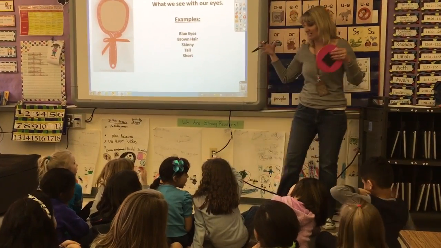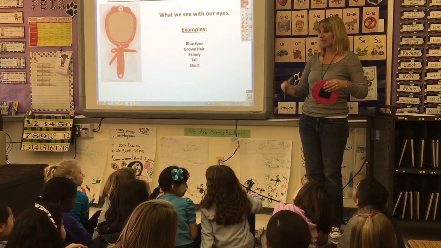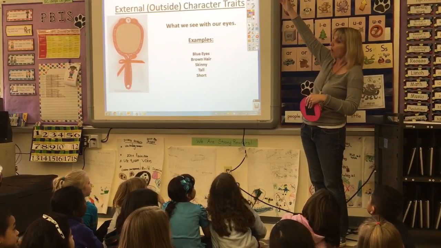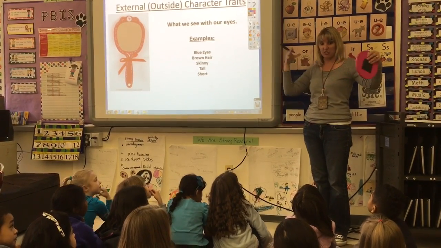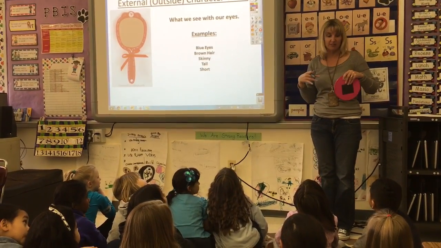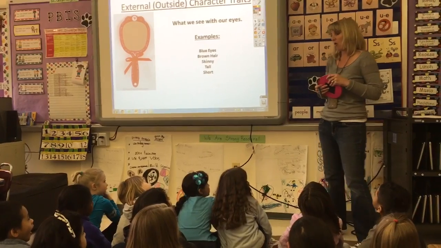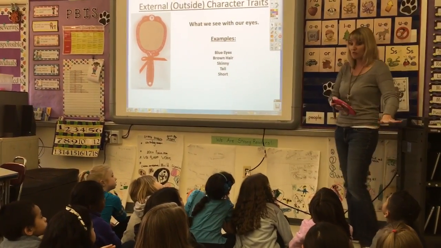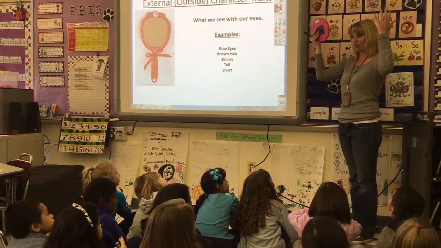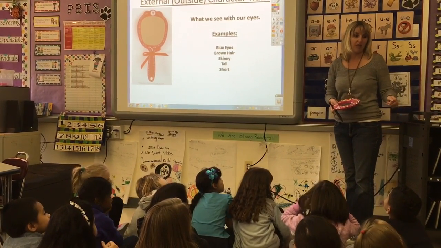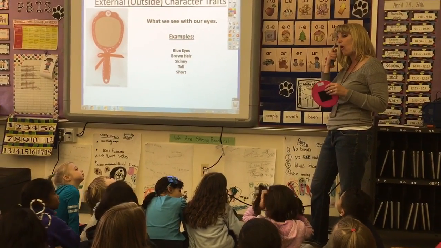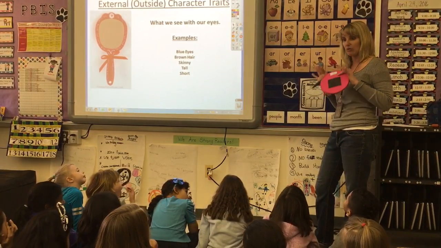If I was standing right next to my husband and someone was looking at me, I would be described as short because he's so tall. So it's very obvious from just looking through their eyes that he would be described as tall and I would be described as short. But suppose someone who's shorter than me, like a kindergarten student, is standing next to me, then I would look really tall and they would look short, okay? So external or outside traits are those things that you see only with your eyes. You can really see them.